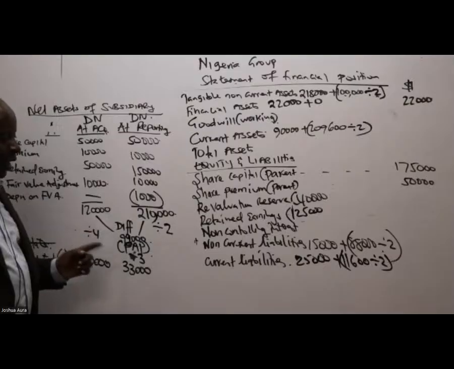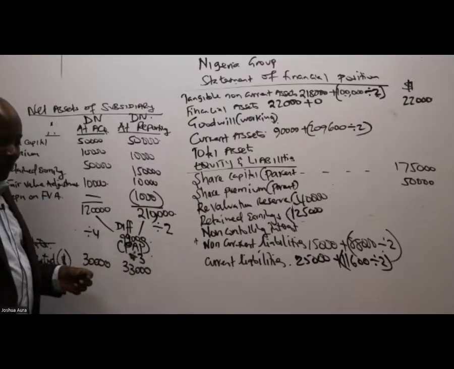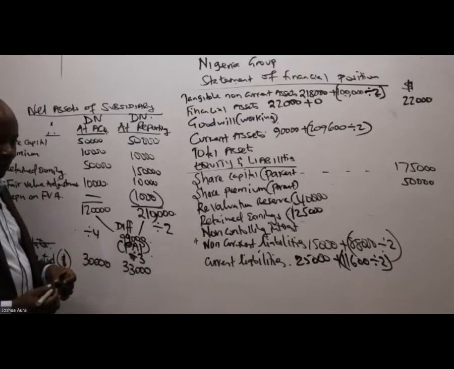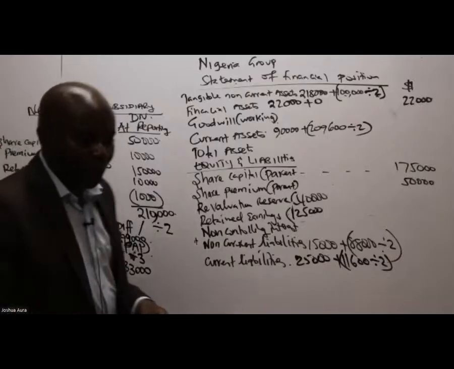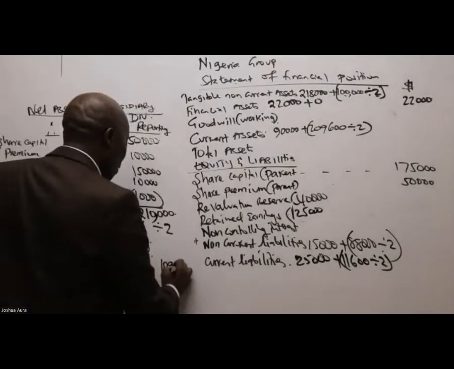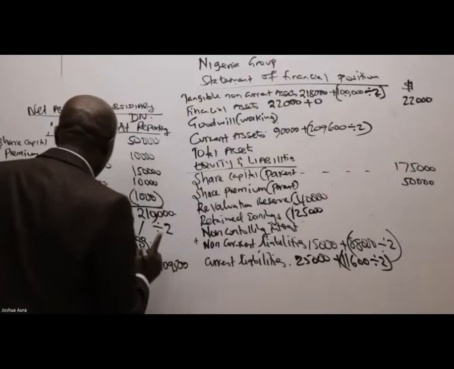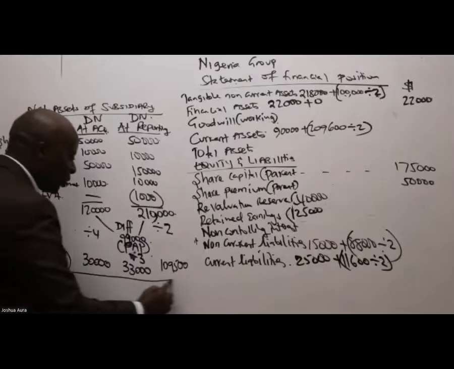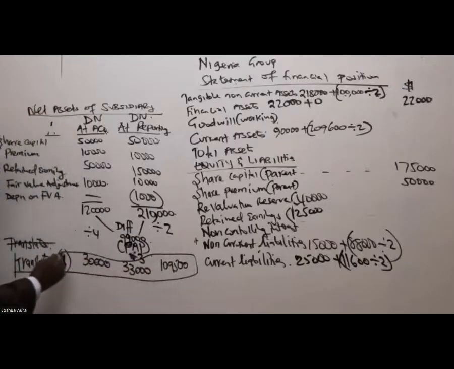219,000 divided by 2 gives me what figure, somebody? They're not talking to me. It is 109,500. So please take a yellow highlighter, and then highlight this entire thing. Please highlight this entire thing.